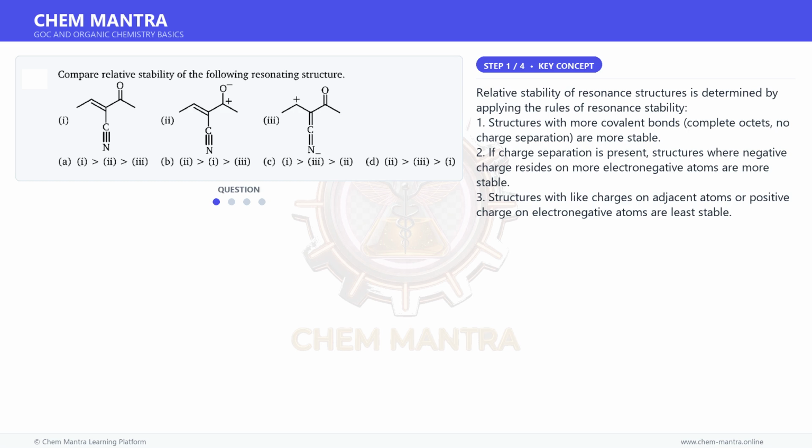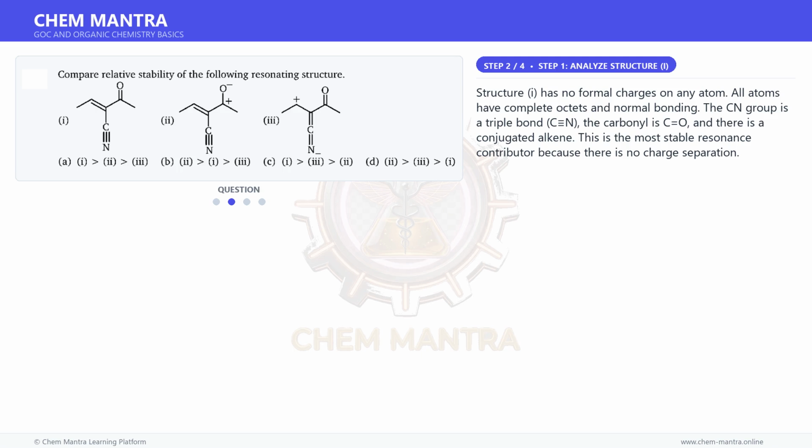Relative stability of resonance structures is determined by applying the rules of resonance stability. 1. Structures with more covalent bonds, complete octets, no charge separation, are more stable. 2. If charge separation is present, structures where negative charge resides on more electronegative atoms are more stable. 3. Structures with like charges on adjacent atoms or positive charge on electronegative atoms are least stable.